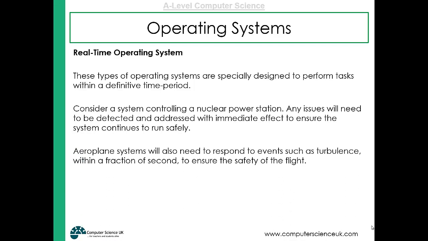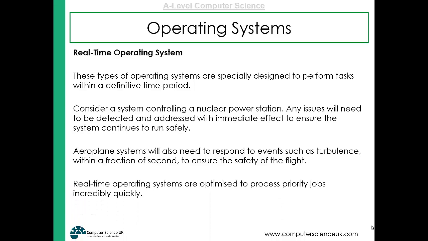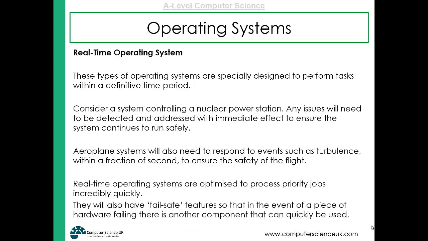So aeroplane systems, they need to respond to events such as turbulence within a fraction of a second to ensure the safety of a flight. Again, a real-time operating system would allow this to happen. Okay, they're optimized to process priority jobs really quickly. So they'll also have fail-safe features, so that if a piece of hardware failed, there's another one that can be quickly used. So they need to be incredibly robust because they're used in such time-precious situations.